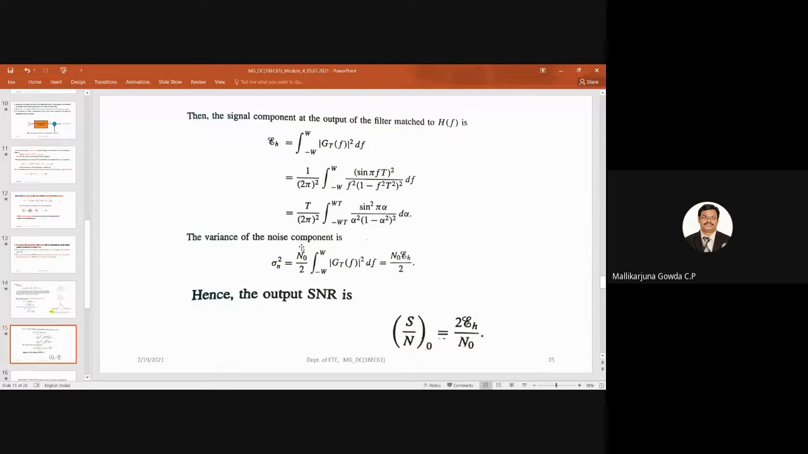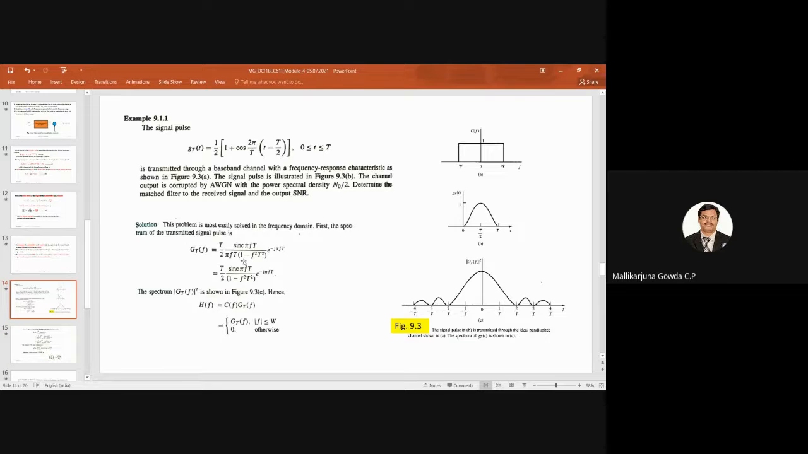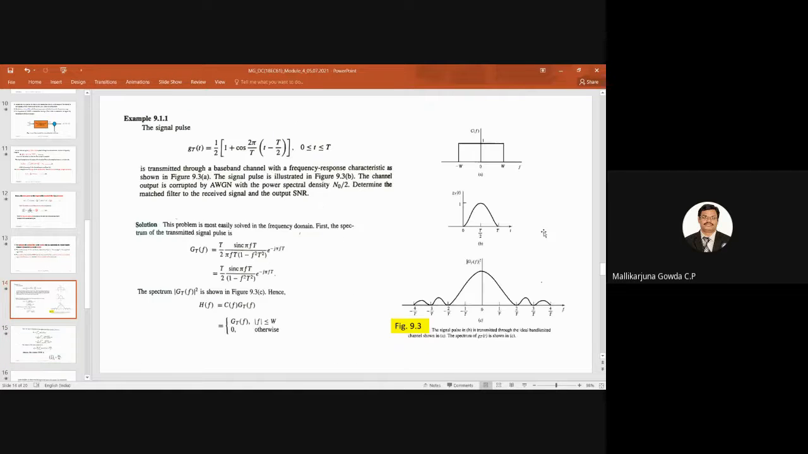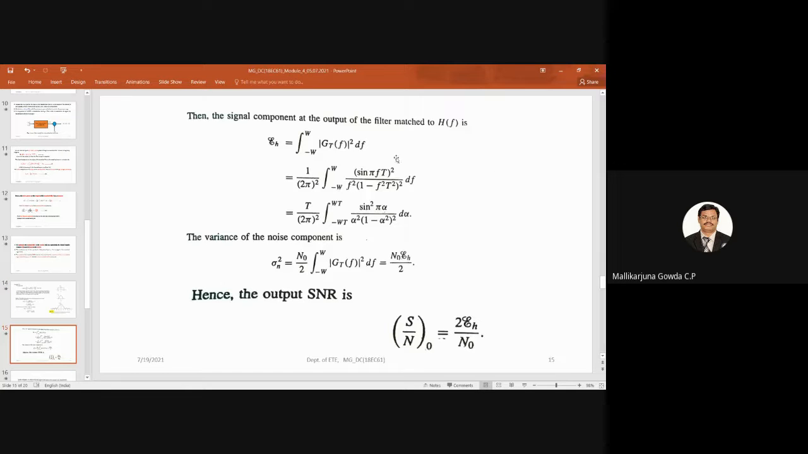Further, we are finding the signal component at the output of the filter, that is EH. We know what GT of f is, so we are finding the signal energy, which exists over the interval minus W to W. That is why it is written as the integral from minus W to W of GT of f square into df. GT of f is substituted here, and after simplification we get this.